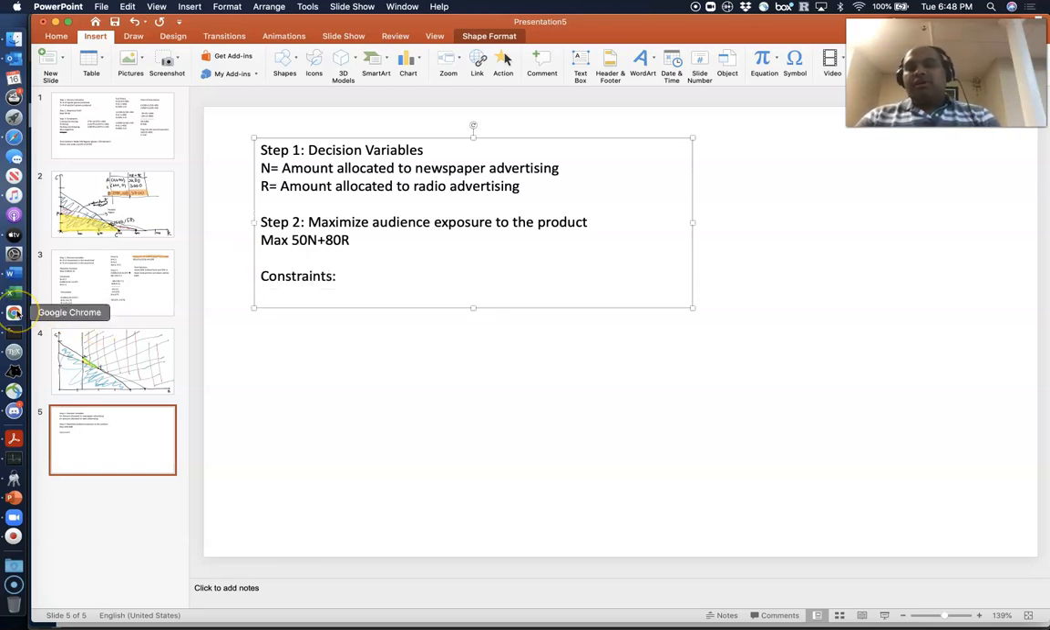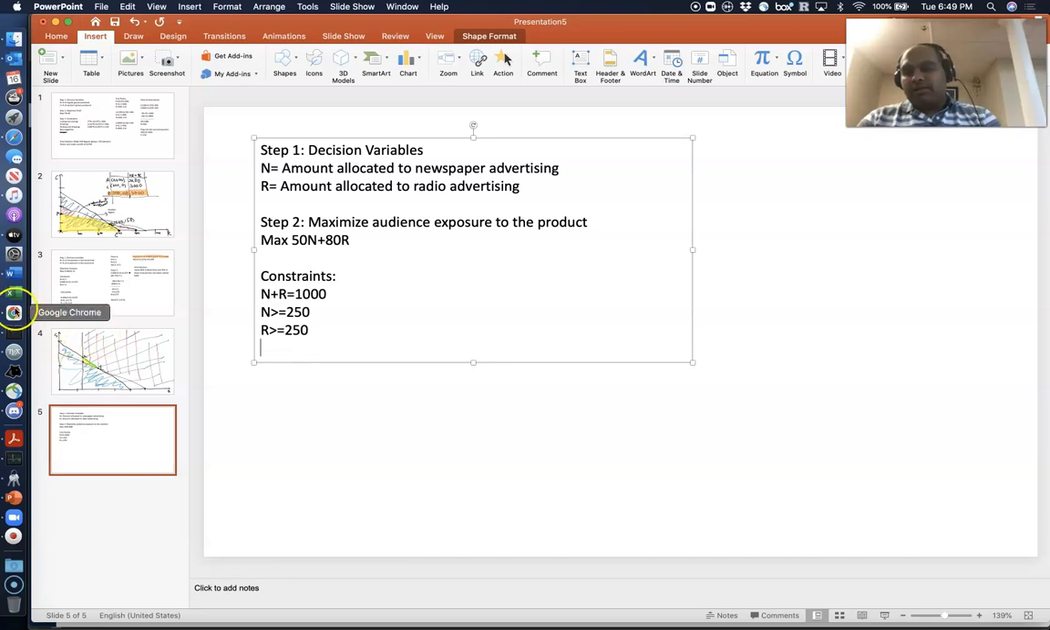The constraints are that there's $1,000 to spend, so N plus R is equal to 1,000. Again, this is the equal-to constraint. You could start with less than or equal to, saying that I could potentially spend less than 1,000, but because it's a maximizing problem, you'll end up with the 1,000. So you have two options: less than or equal to 1,000, or equal to 1,000, and it's fine either way. N is greater than or equal to 250, since you have to spend at least 25% on each of these, and R is also greater than or equal to 250. So N plus R is 1,000, N is at least 250, R is at least 250.